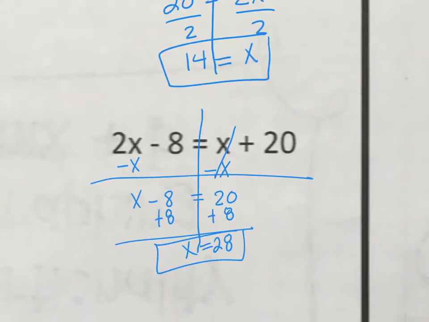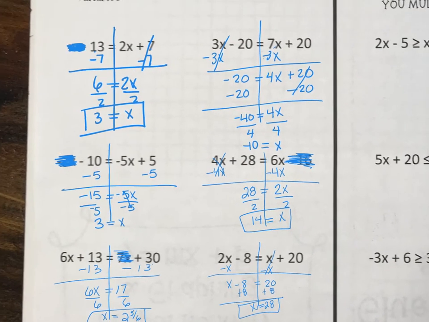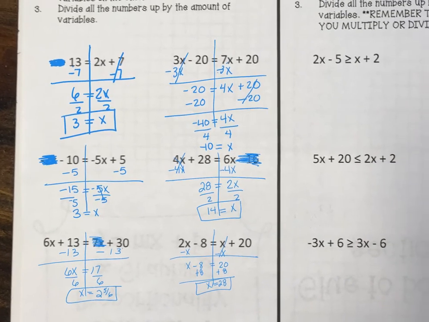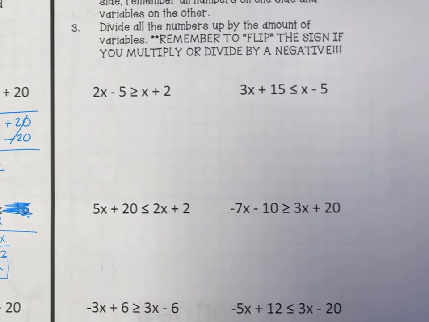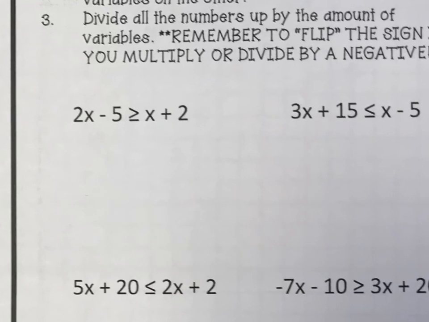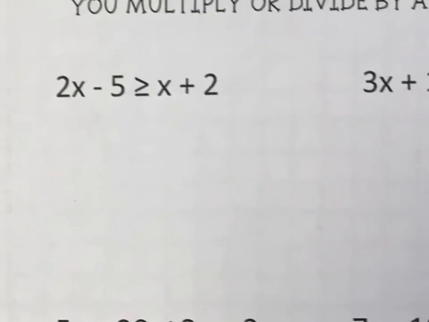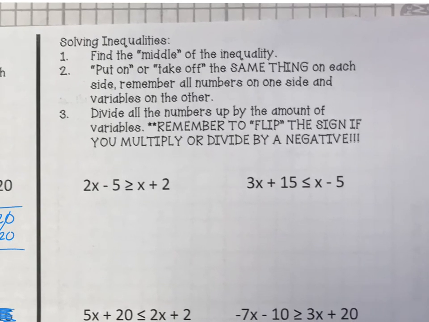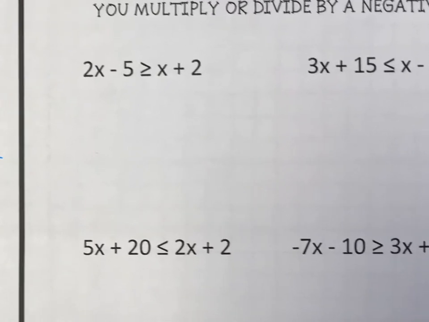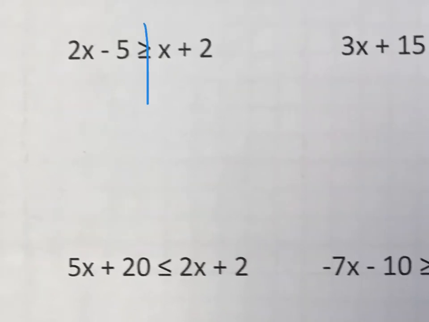Done with this side. So that wasn't too bad. If you have any questions, pause and look over. So let's move to the inequality side. So remember, there's a different rule here. When you divide all the numbers by the amount of variables, remember to flip the sign if you multiply or divide by a negative. Okay, so right here, we're going to draw my line.